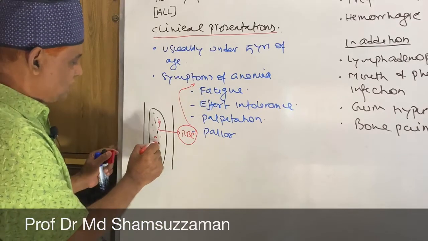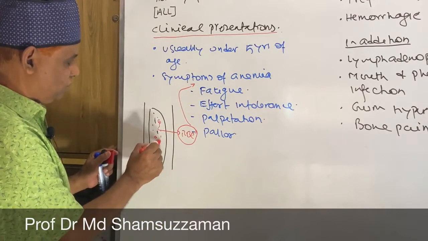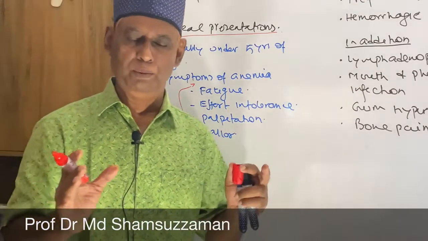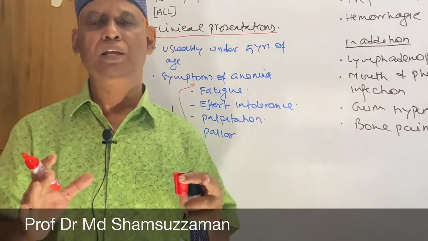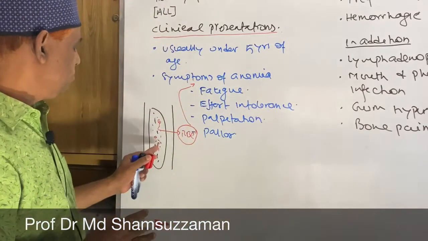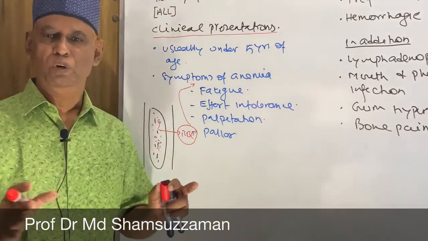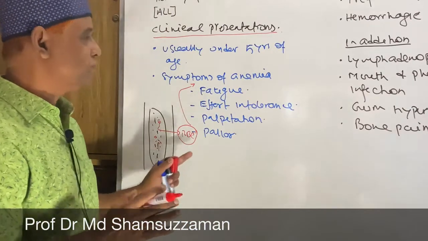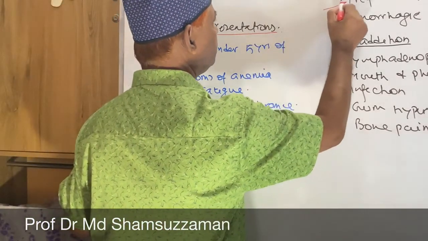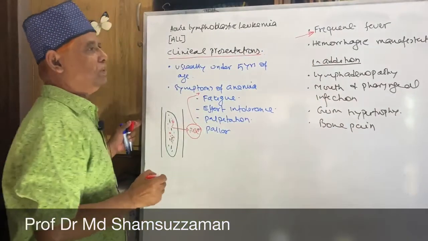Again, as the bone marrow is packed up with leukemic cells, and you know leukemic cells are the WBC series, most of the cells are immature cells. As the immature WBC is not well functioning, it cannot give protection, so there is frequent infection, and due to frequent infection there will be frequent fever.